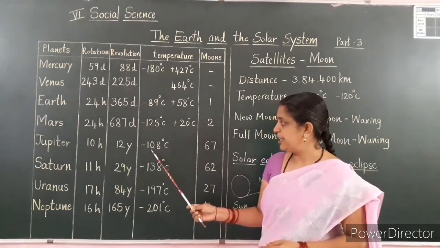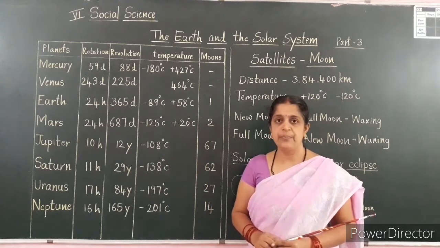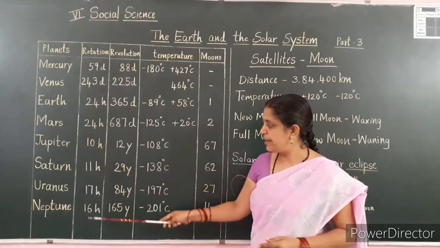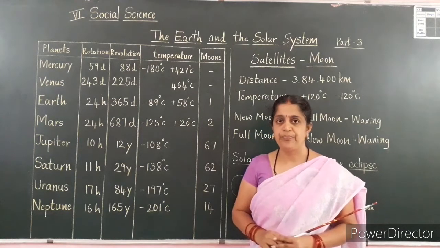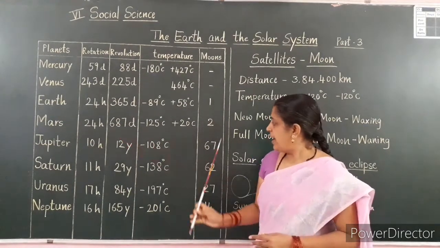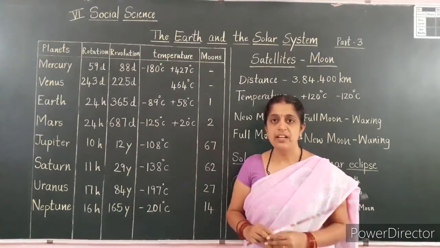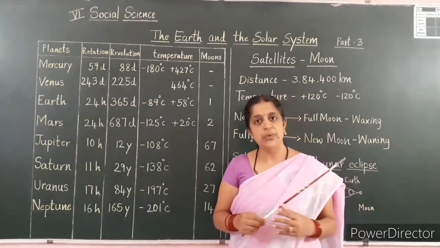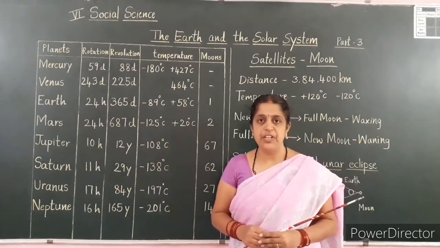Next, the temperature is -108 degrees Celsius. So that is why outer planets are all cool, cold planets. And it has 67 moons. Still, many moons are discovered but not named officially.